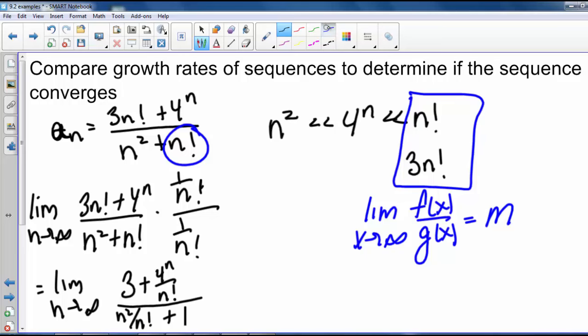So 4 to the n divided by n factorial is going to go to 0, as does n squared divided by n factorial, since n factorial grows faster. So we're left with (3 plus 0) over (0 plus 1), which is 3. So this sequence converges.